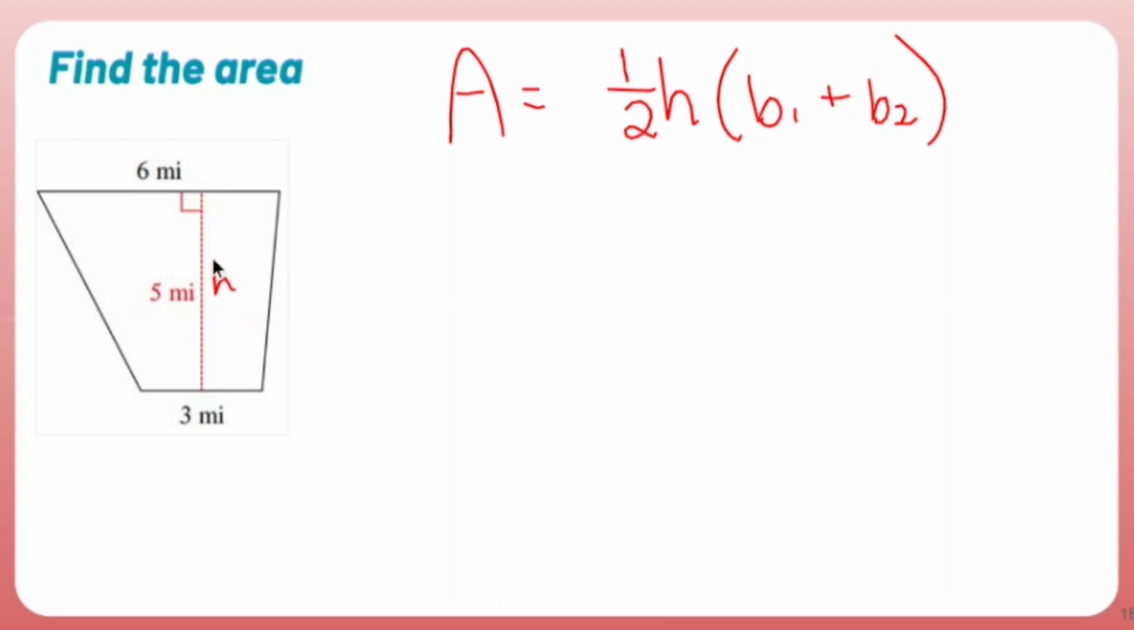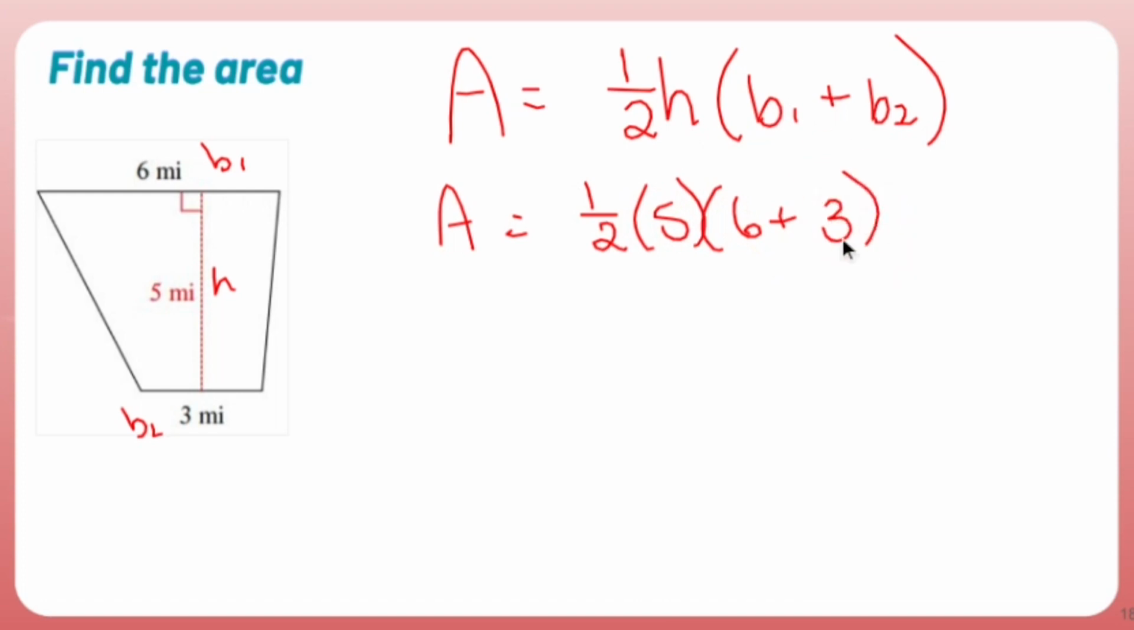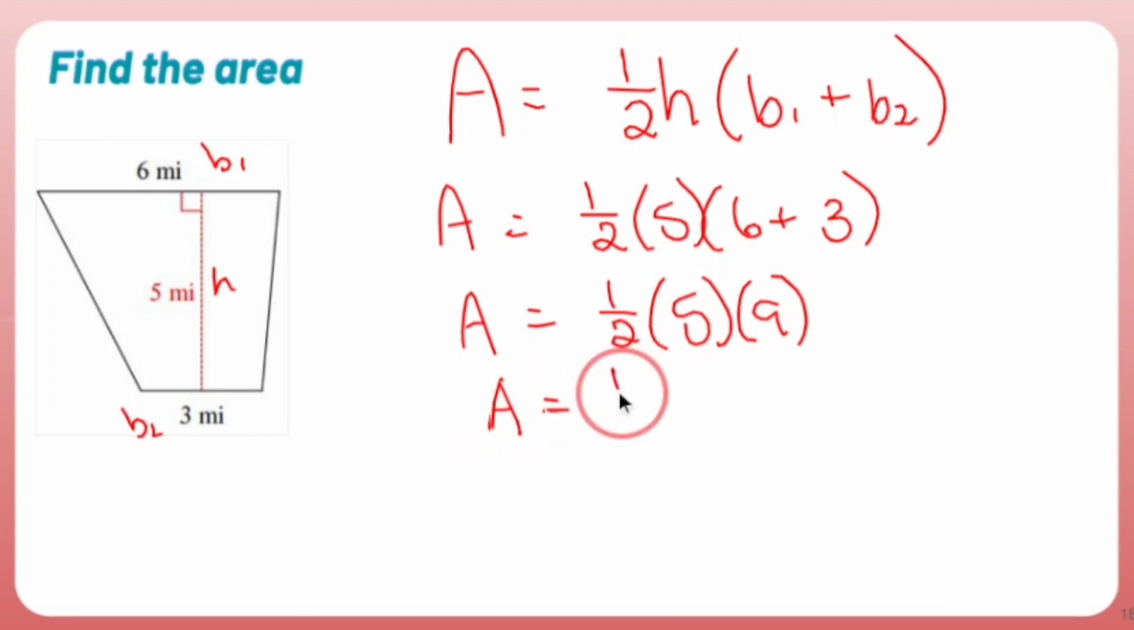Which one's base 1, which one's base 2? Doesn't matter at all. Okay? So the area of this guy is going to be 1/2 of 5 times base sub 1, which I called 6, plus base sub 2, which I called 3. All right, so 1/2 of 5 times 9. This is probably one that I can do without the use of a calculator. 1/2 of 45 is going to be 22.5.